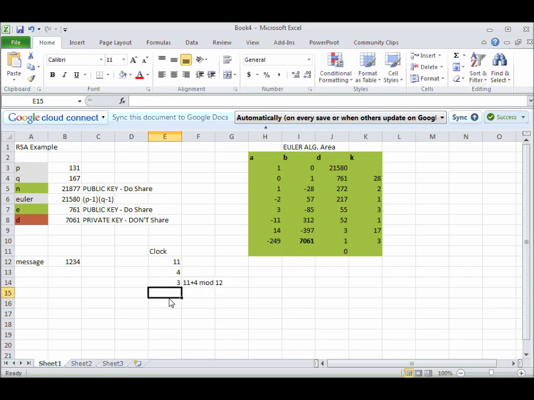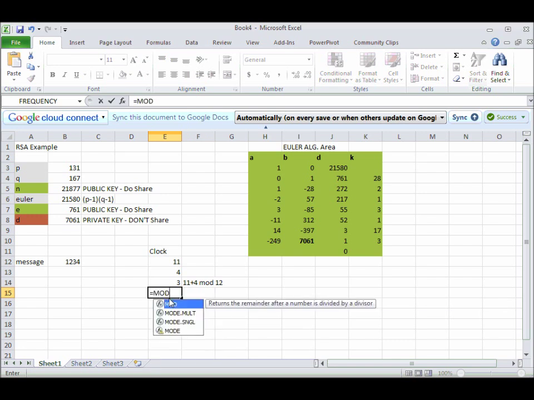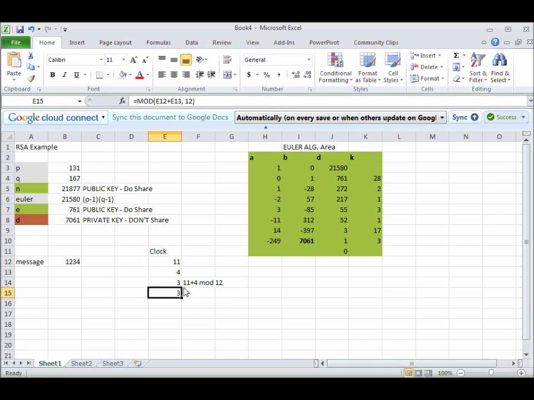Okay, Excel will actually allow us to do this. There's a function called mod, so I can do 11 plus 4, and I can say that my modulo divisor is 12, and I'll also get 3. So there's a way to do it inside of Excel, which is really handy. In fact, it'll come in handy real soon. Okay, so here we are. We need to now take this number and we need to raise it to the 761st power.